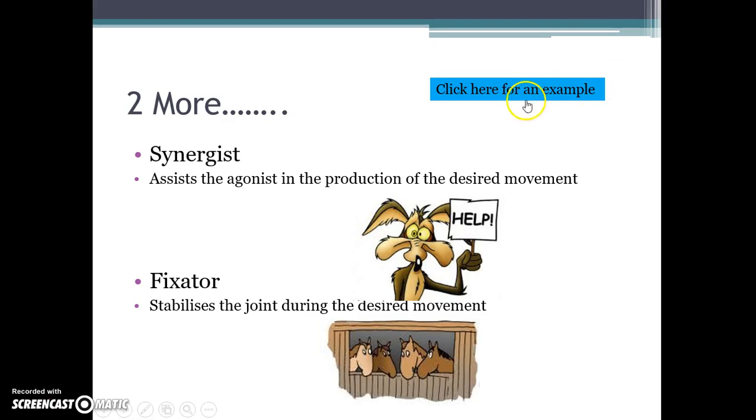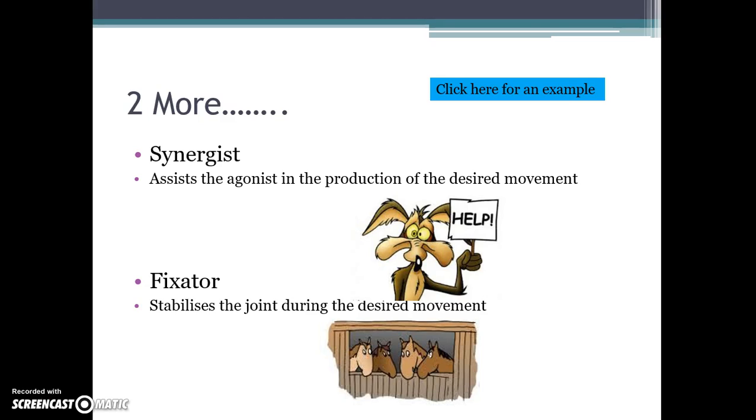If you click up here, it takes you to two examples. One's doing a bench press, and the other is, I can't remember the exercise, but it's a pectoral muscle that's being activated. If you look at them, it shows you which is the agonist, antagonist, synergist, and fixator.